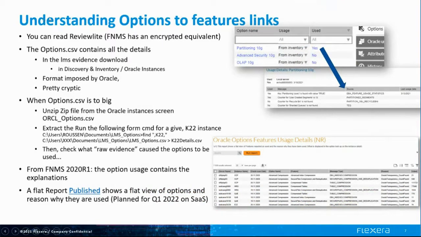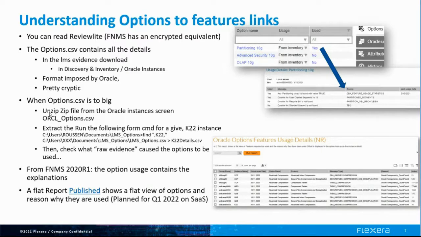Big challenge is understanding the options to features links. So if you open the Oracle options.csv file, which is a very big file, it depends on the customer, you will see there are something like 3,000 rows per instance. And I will not open even mine on my demo system, which has something like 49 instances. It takes quite some time to open. And this is the beauty or the nightmare of the Oracle inventory.